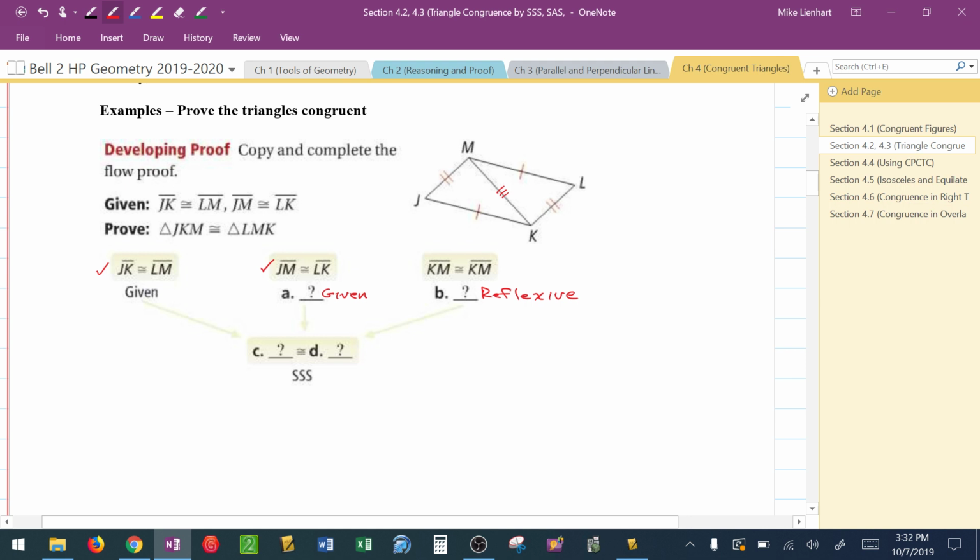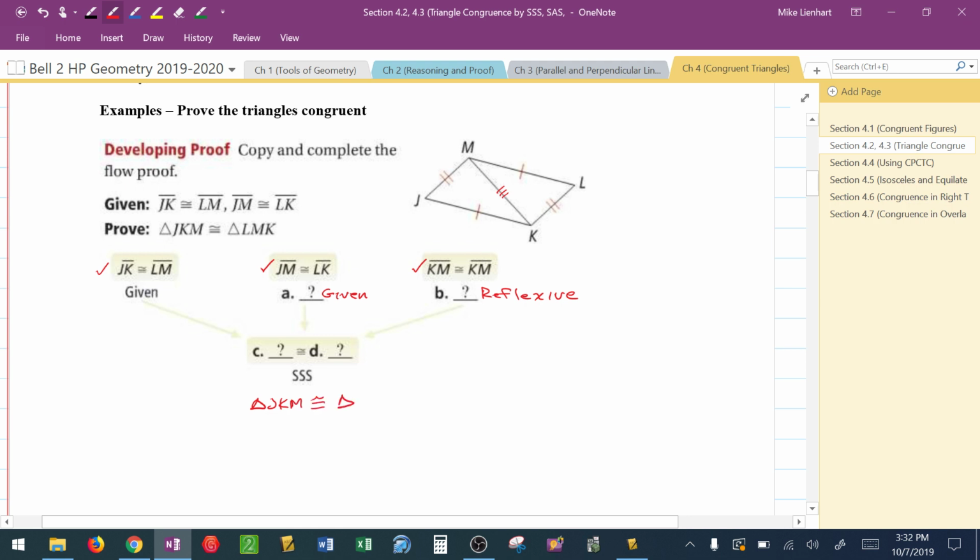Okay. So now I look at the two pictures. I have three sides of one triangle congruent to three sides of the other. All right? I now have enough to say side-side-side would allow me to say that the triangles themselves are congruent. So I would say for the first triangle, I'm just going to call it JKM because that's what they give me.